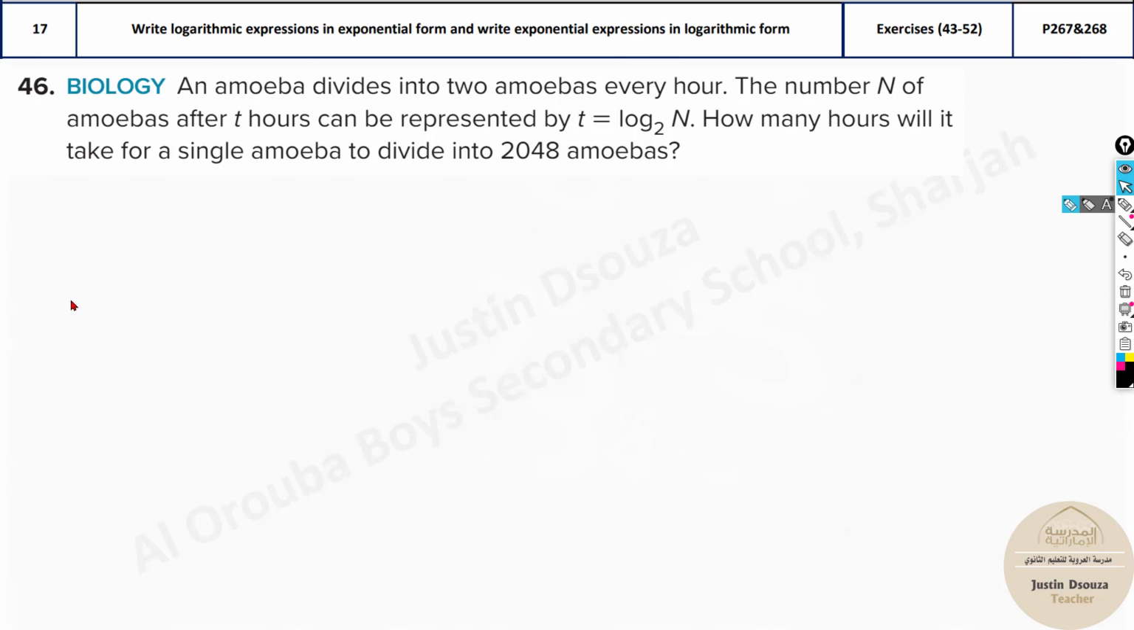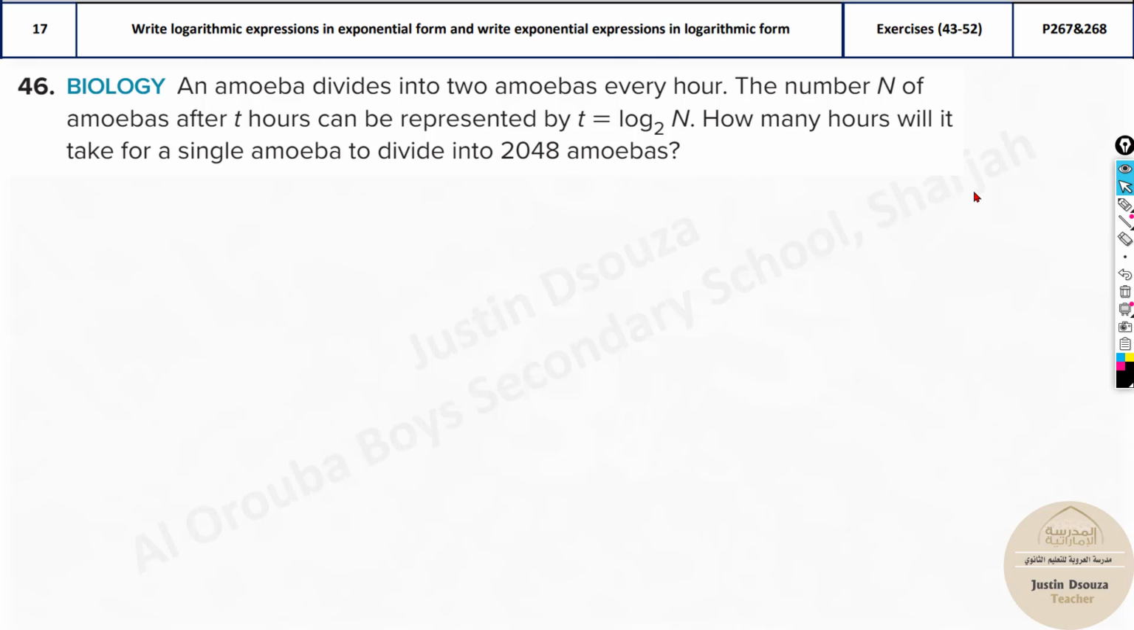Now we move on to the 46th problem. It's about biology. An amoeba divides into two amoebas every hour. The number n of amoebas after t hours can be represented by t equals log base 2 of n. How many hours will it take for a single amoeba to divide into 2048 amoebas?